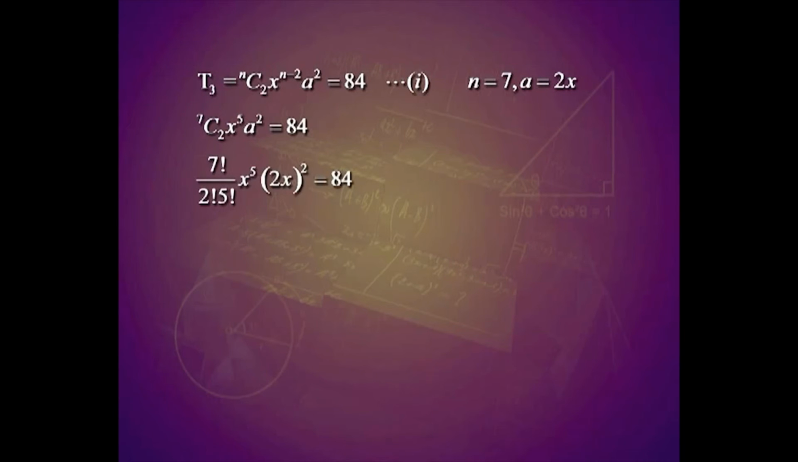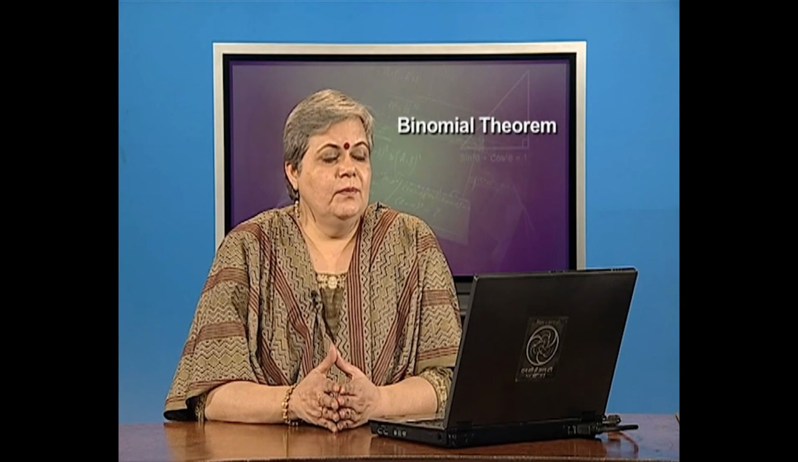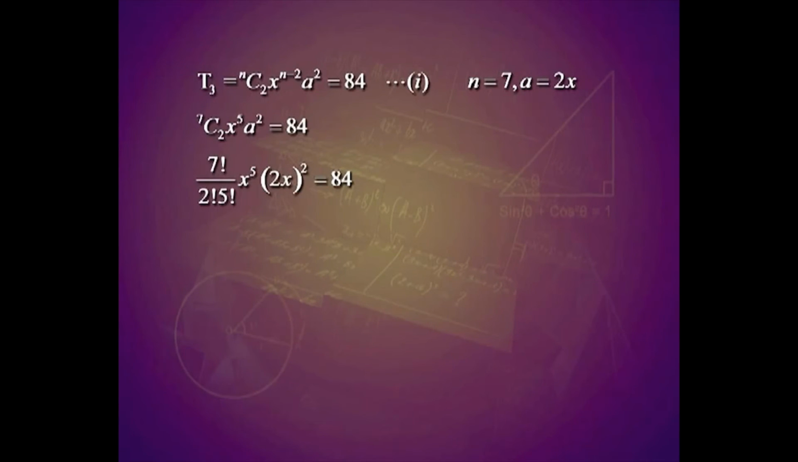So, now we have n as 7, a is 2 times x. To solve for x and a, we can always go back to our given condition, which said that the third term is equal to 84. So, if I go back to the equation nC2 x to the power n minus 2 a squared is equal to 84, and I put n as 7, a as 2 times x, nC2 gets replaced with 7C2, which simplifies to be 7 factorial by 2 factorial times 5 factorial, x to the power 5 into the square of 2x must be equal to 84.